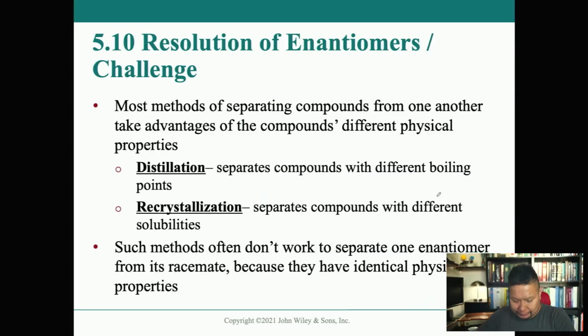Ooh, oh yeah, forgot about this. We've got to get into some experimental stuff. So it actually turns out that it's really hard to purify. It's really hard to purify enantiomers, right?